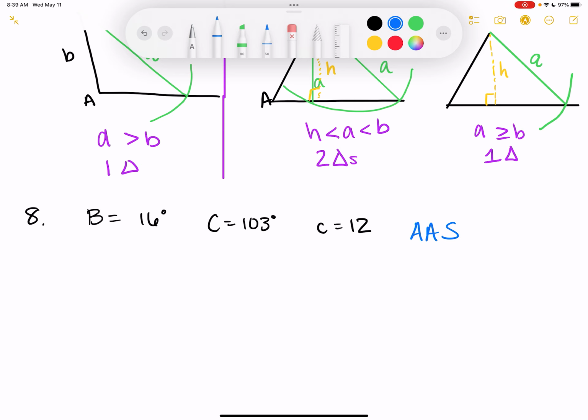Angle, side. So how many triangles do I have? One triangle. So then I just need to solve for the other pieces. Angle A I can find easily by doing what? A is going to equal 180 minus 16 minus 103.